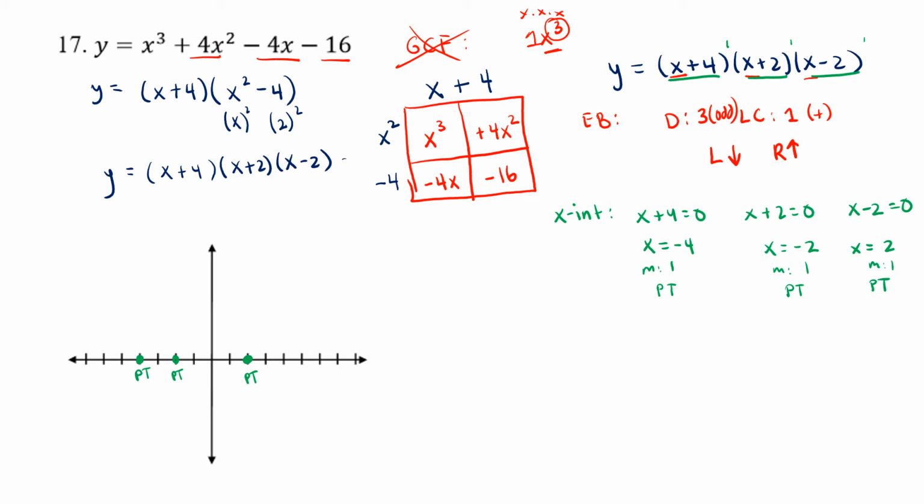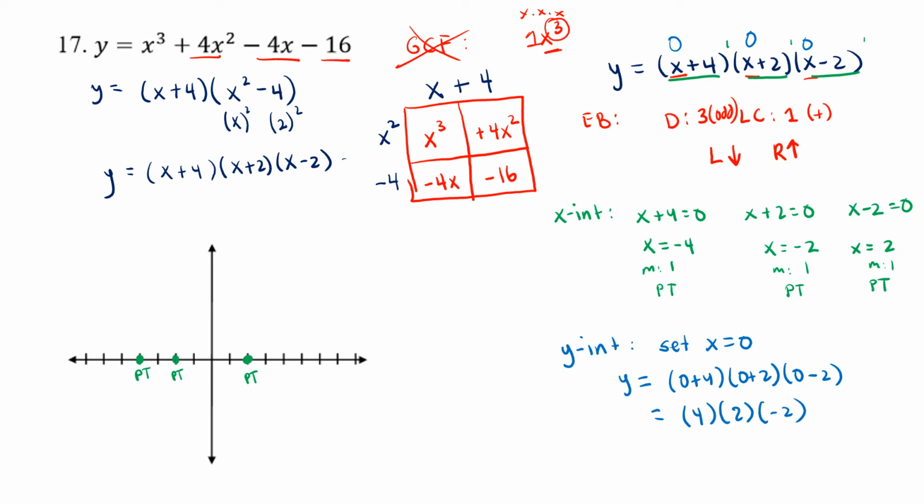There's one last step here, and it's finding the y-intercept. To find the y-intercept, again, we just set x equal to 0, and we can solve. So we can take x and plug it in for 0 here, and we're going to go y equals 0 plus 4, 0 plus 2, 0 minus 2. That's 4 times 2 times -2. 4 times 2 is 8. 8 times -2 is -16. So we get this y-intercept of 0, -16. Once you get that, you can put it on your graph.